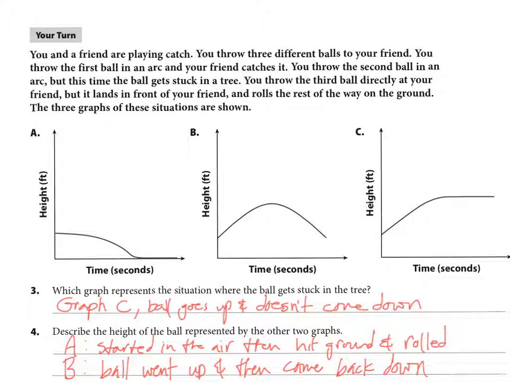A is the one where he threw the ball directly at his partner, but he didn't catch it. So the ball never went up, he just threw it flat towards him, but the ball went down and hit the ground. So therefore the height had to be on the ground, which is this one here. The height is at 0, rolled towards him. The other situation was where he threw the ball up, and then it came back down, and his partner caught it. Now, here's a couple of questions.